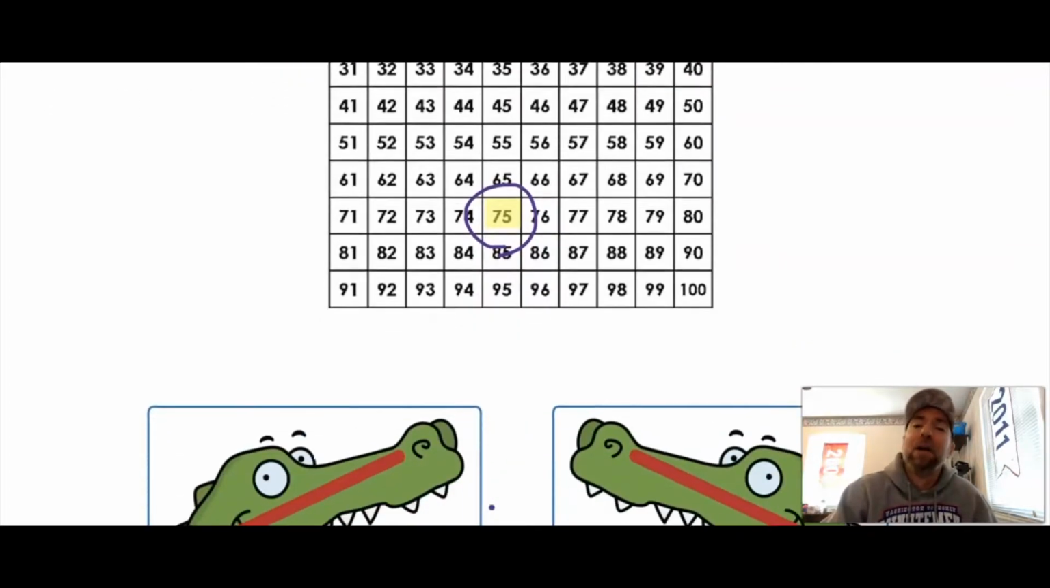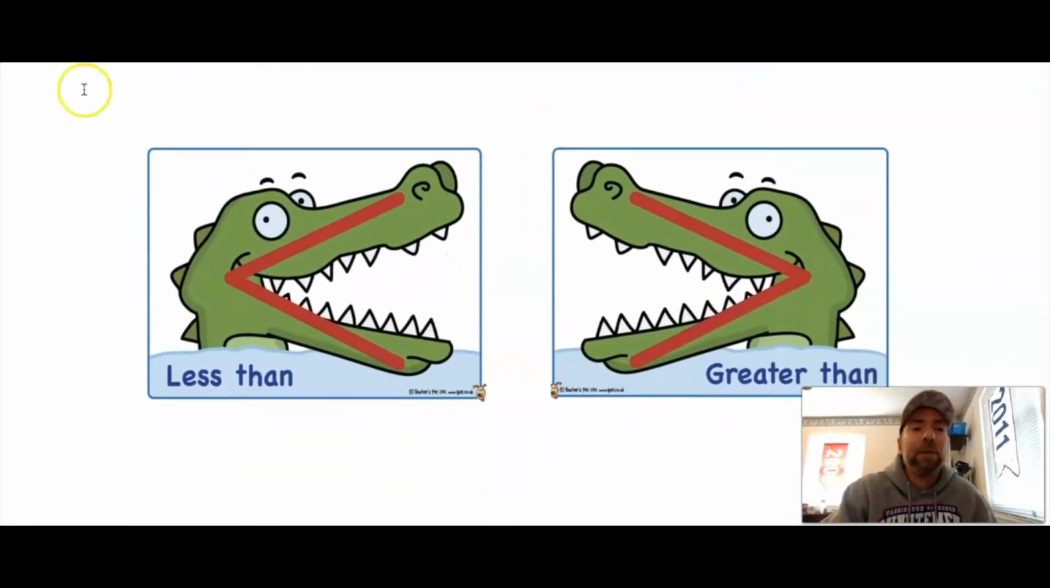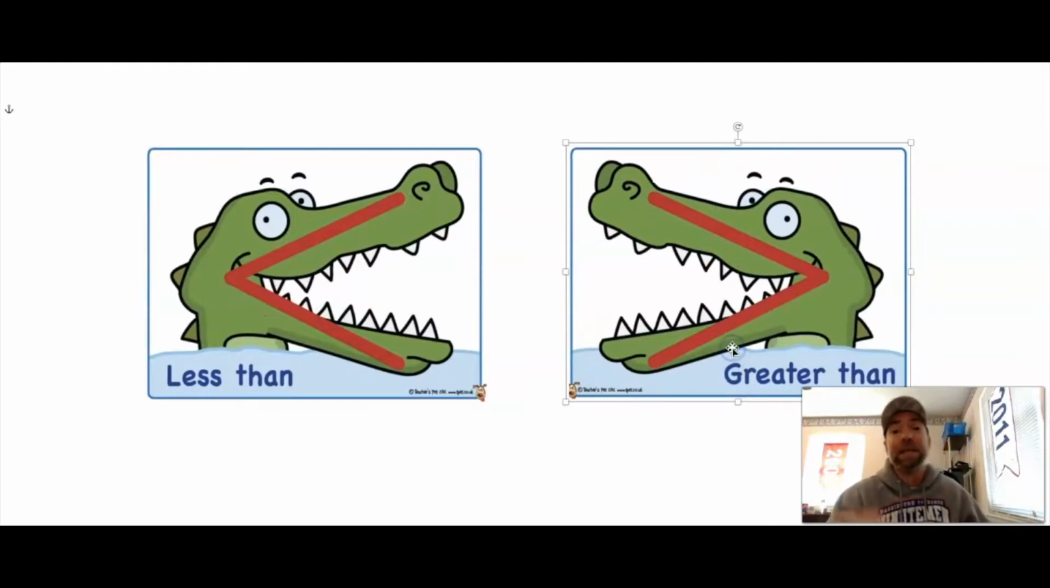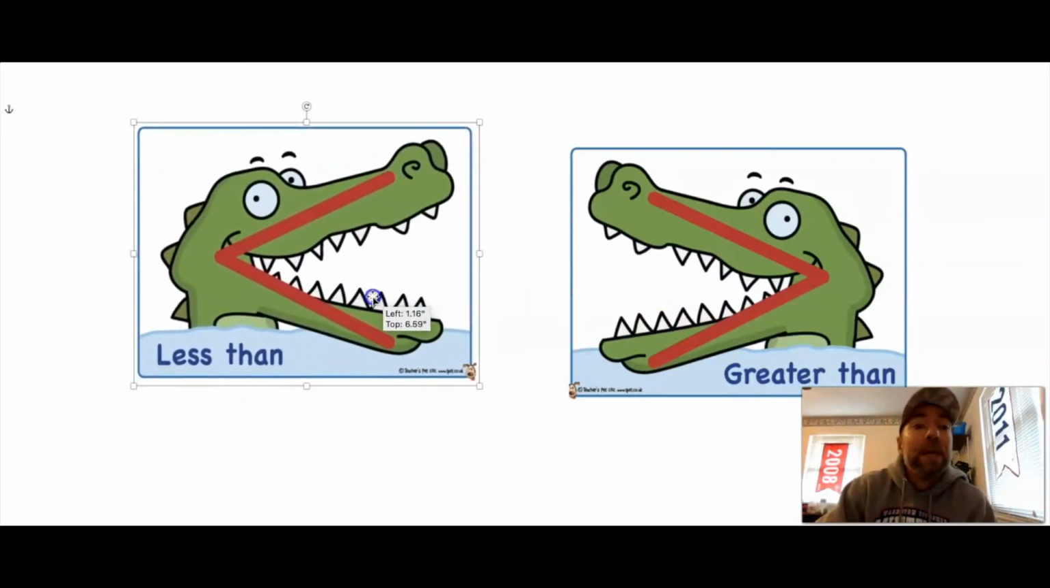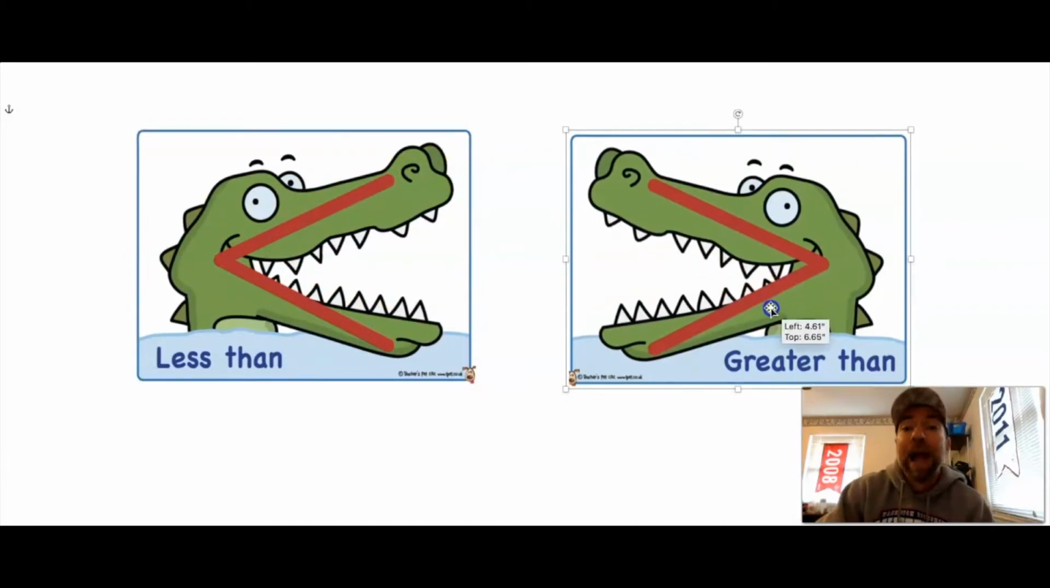Let's take a look at some of our symbols that we've learned in the past. You might remember that we learned the less than symbol and the greater than symbol. And it just happens to be that we learned those symbols using another type of animal, the alligator. So the alligator, crocodile, the animal here has the less than symbol, and the animal here has the greater than symbol. Now, remember that the mouth always wants to go and point toward the side that has the greater value.